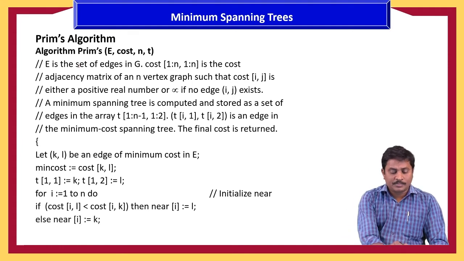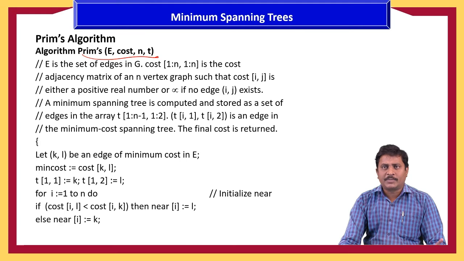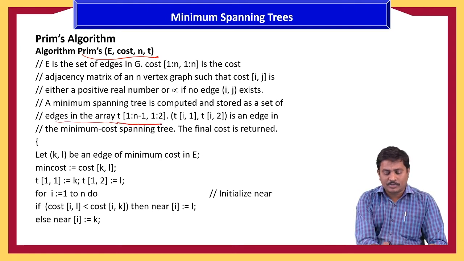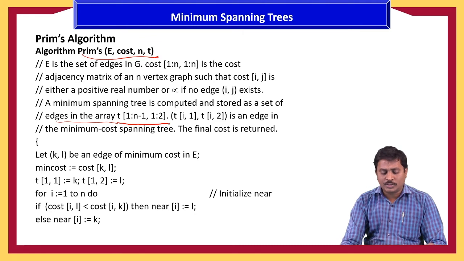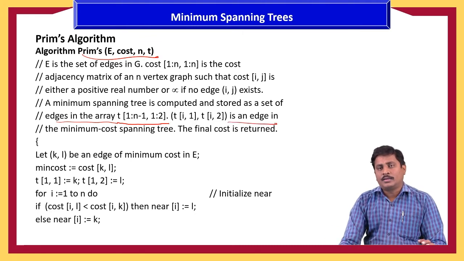In this algorithm, Prim(E, cost, n, T): E is the number of edges, cost is the cost of that edge, n is the number of vertices, and T is the tree. Tree means the edges are stored in the array T, rows 1 to n minus 1, columns 1 to 2. These are the edges in the tree.